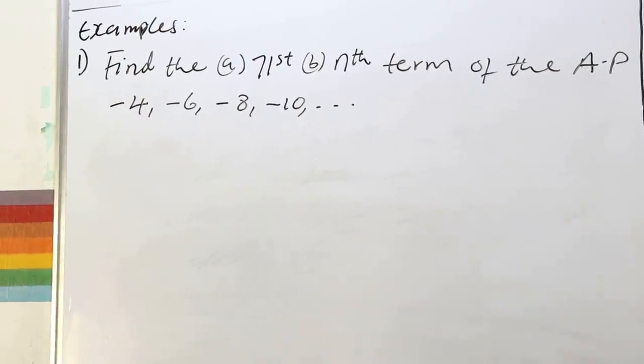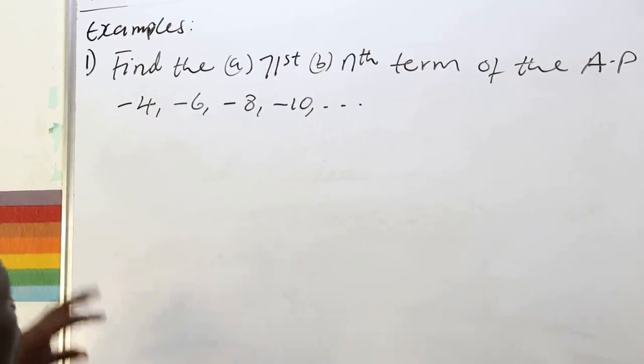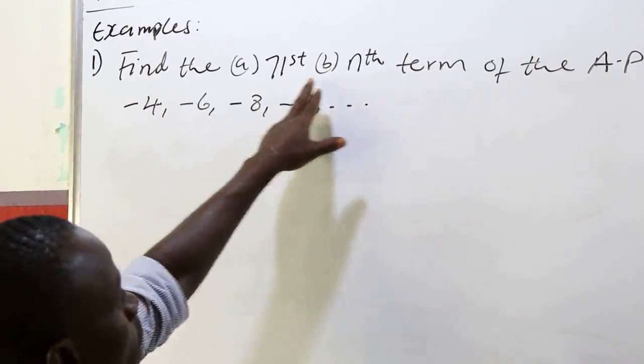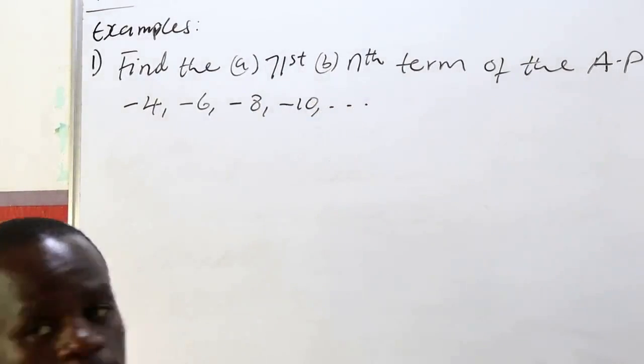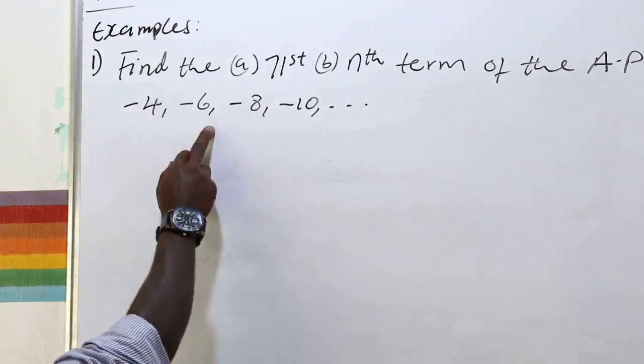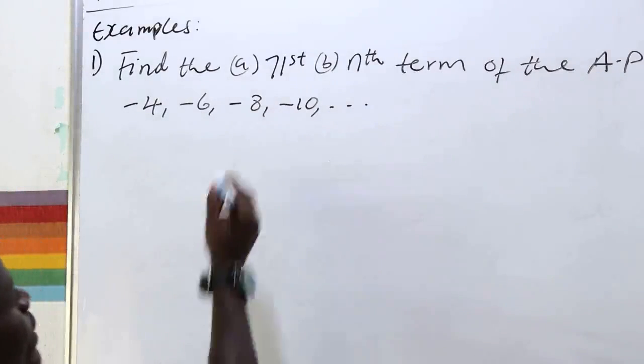Right, we have an example here. The first question is: find the 71st and nth term of the AP minus 4, minus 6, minus 8, minus 10.